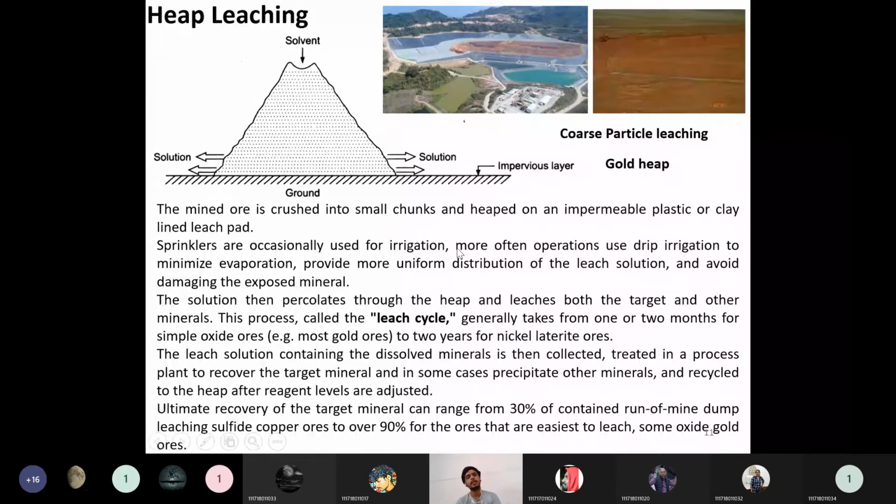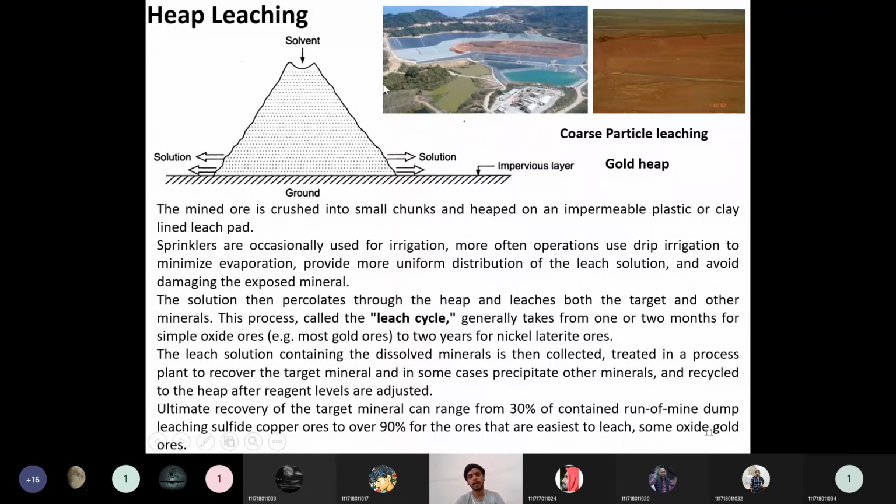So for the nickel laterite, it will take a large amount of time, a maximum period of up to 2 years or even more than 2 years. But the oxide ores, like gold ores, will take simply 1 or 2 months to complete this heap leaching operation.